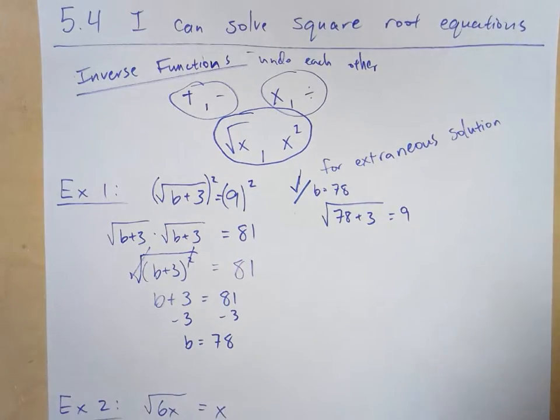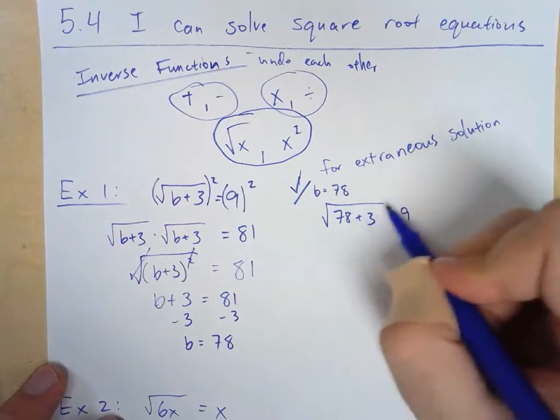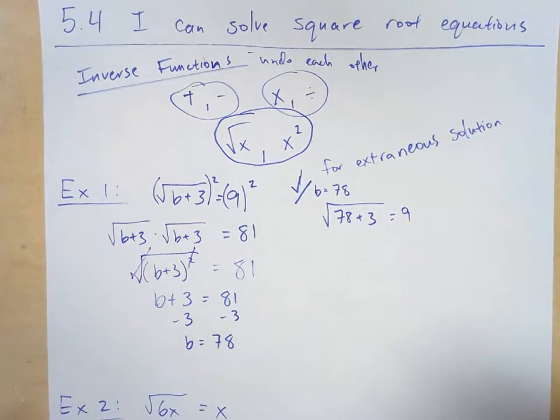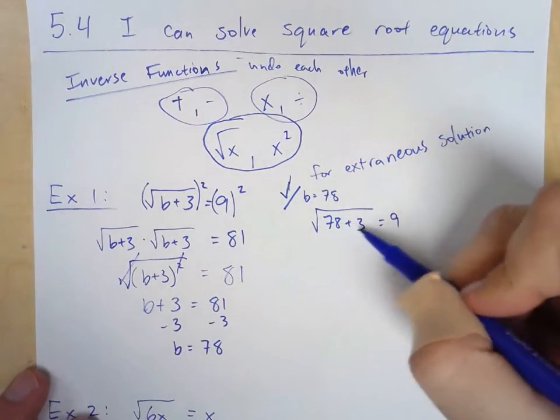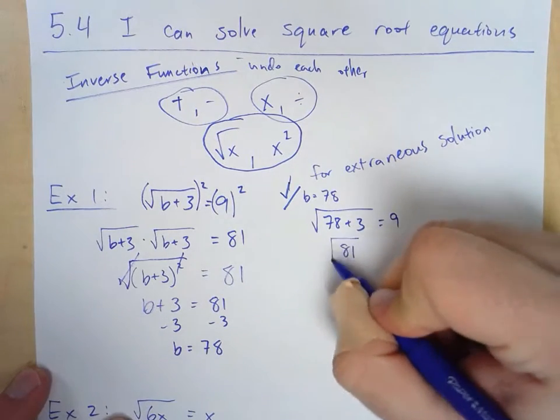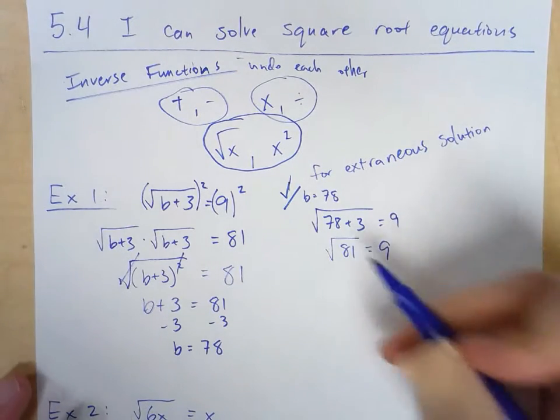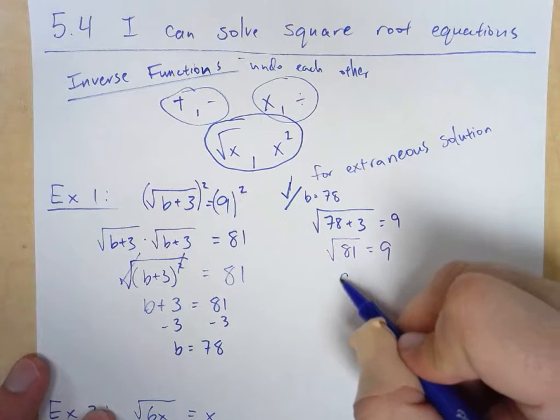Okay, so order of operations, we're going to simplify. Remember that square root signs act like groupings, so work your way from the inside out. 78 plus 3 is 81. So the square root of 81 is both positive and negative 9.